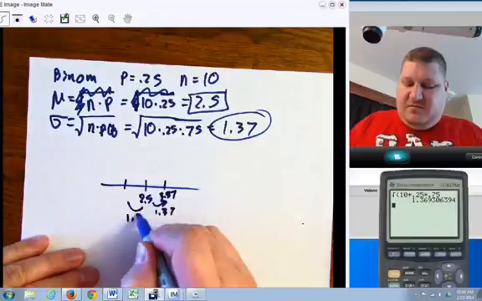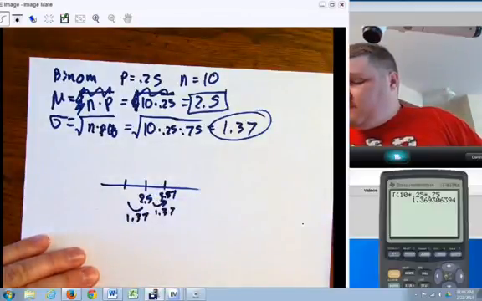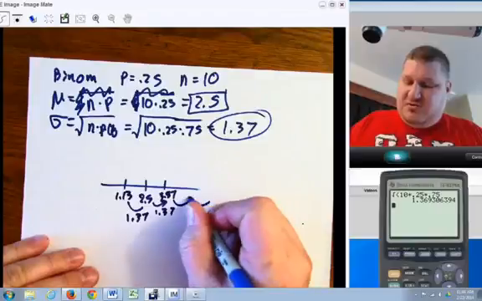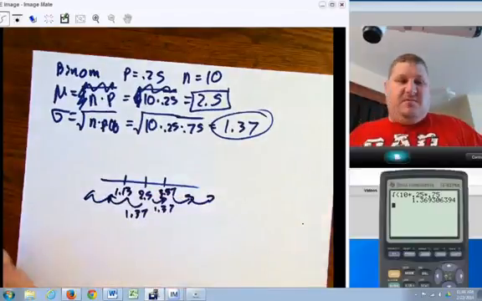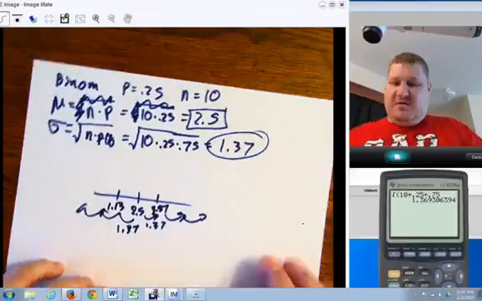Minus 1.37, that's going to be 1.13, and then you could keep going twice more to give you an idea for the empirical rule. So that's the idea for binomial. I'll come back, we'll do a discrete probability in the next video.